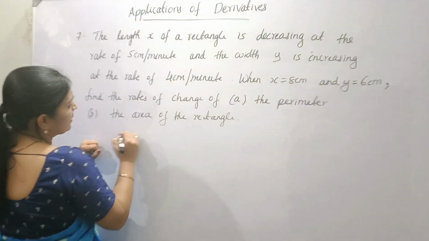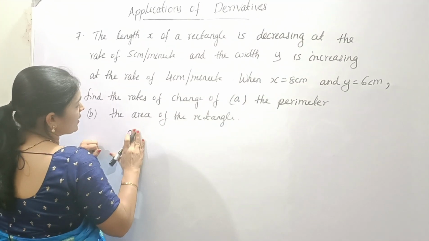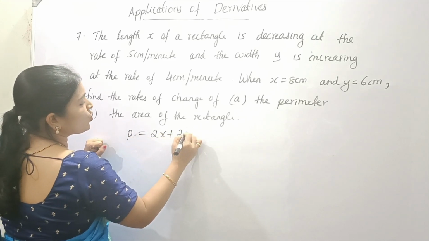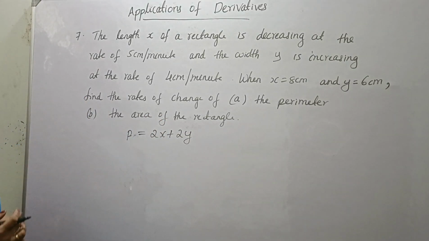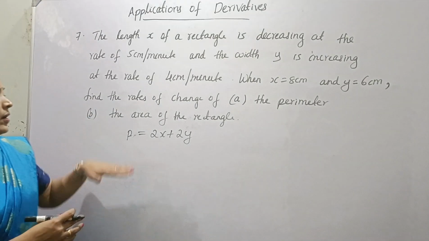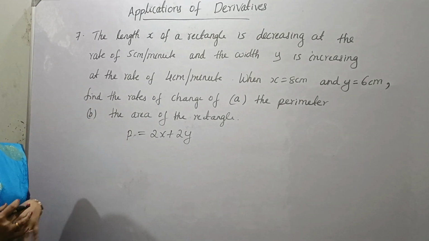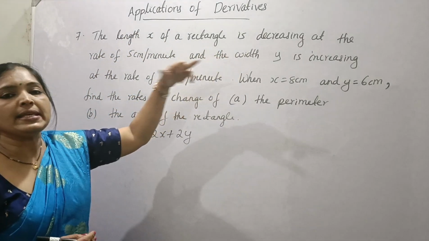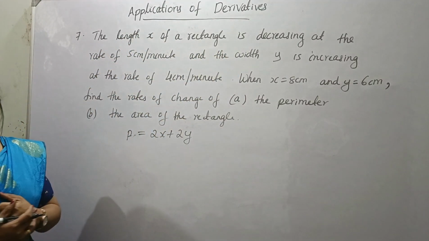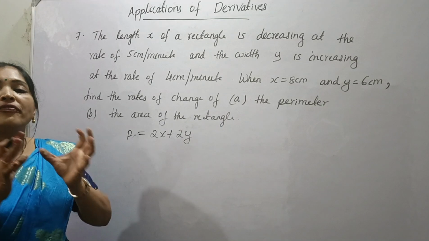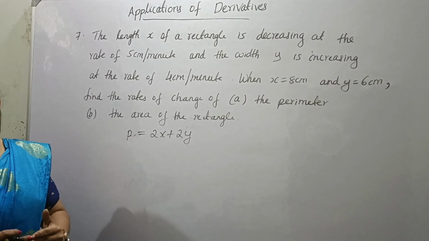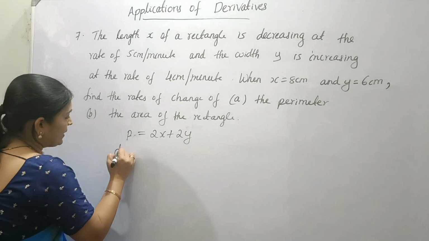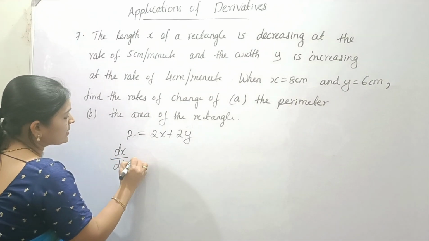So here perimeter P is equal to 2x plus 2y. Right? Next, what do we have to find? See, what is given? The length x of a rectangle is decreasing at the rate of 5 centimeter per minute. That is the rate of change of length with respect to time. That is dx by dt is given.